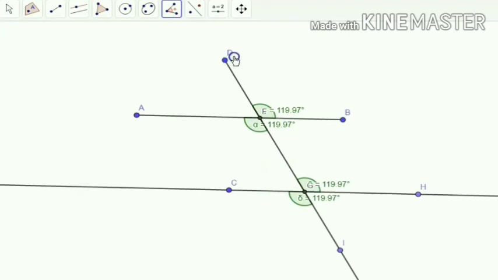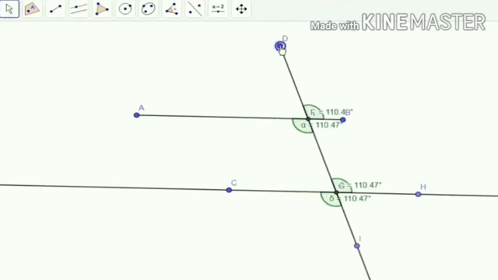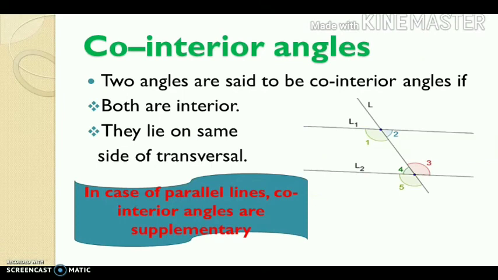Let's rotate the transversal line and observe what happens. Still both are equal. So we can say in case of parallel lines, both alternate interior or exterior angles are equal. So co-interior angles. Two angles are said to be co-interior angles if both are interior and they lie on the same side of transversal. It is very much clear. Angle 1 and angle 4, both are interior, they are lying on the same side of transversal, so they are co-interior angles. Similarly, 2 and 3 are also co-interior angles.